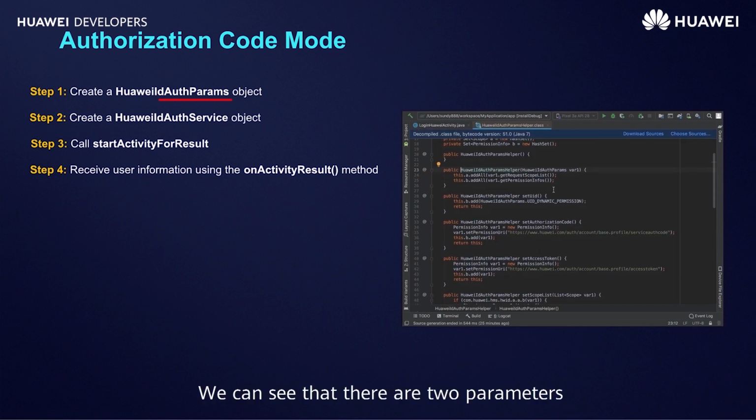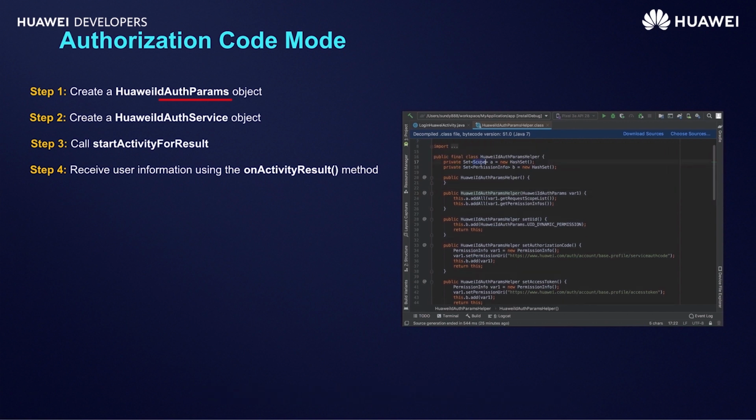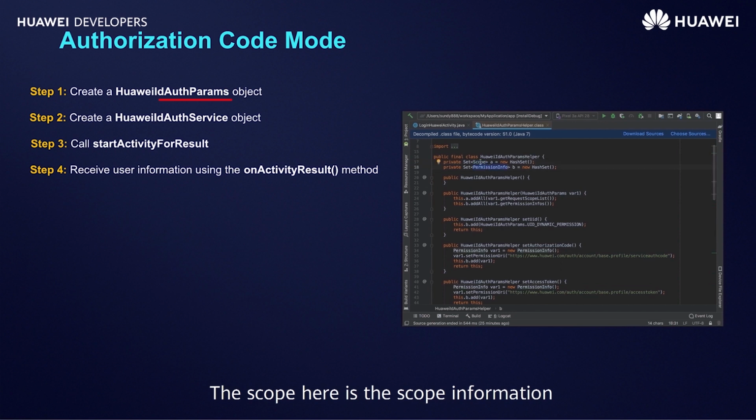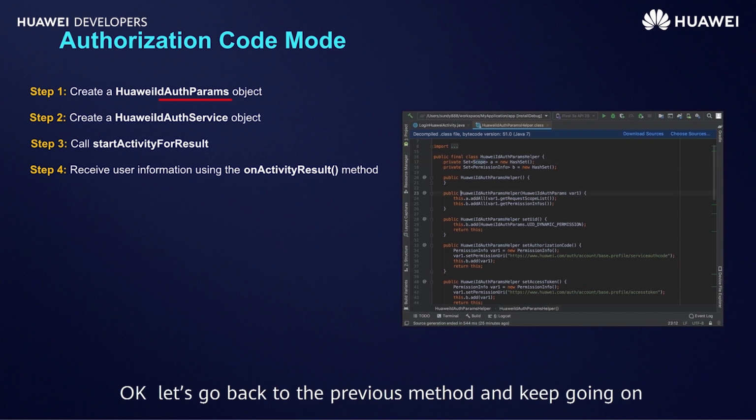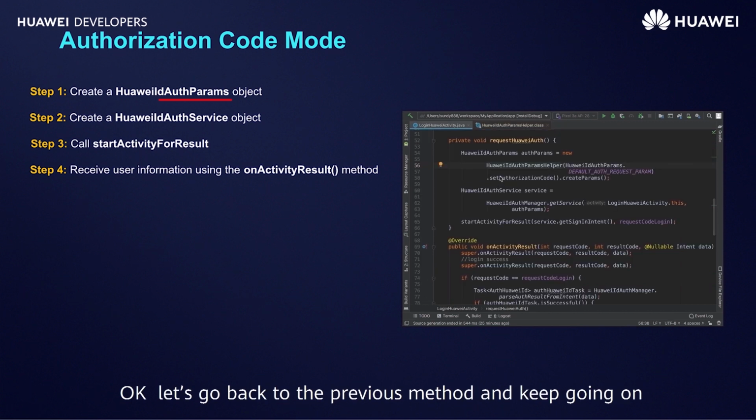We can see that there are two parameters. One is the scope information. The other is the authorization information. The scope here is the scope information of the default login authorization. It exactly corresponds with what we said earlier. Okay, let's go back to the previous method and keep going.